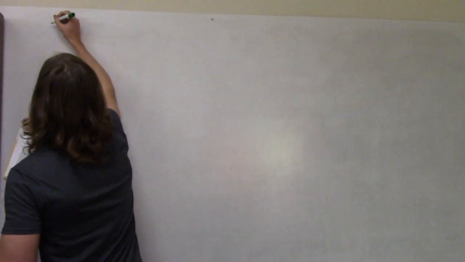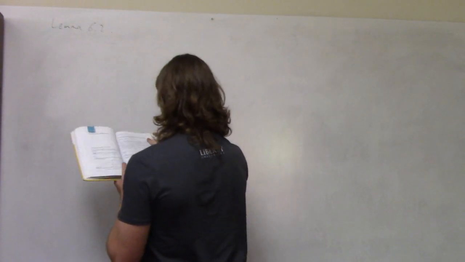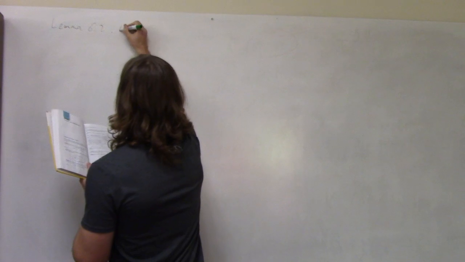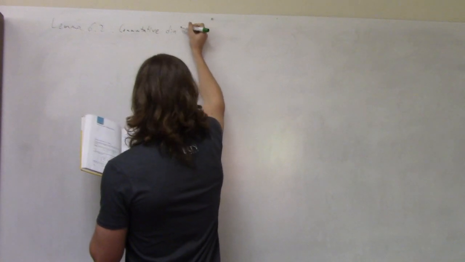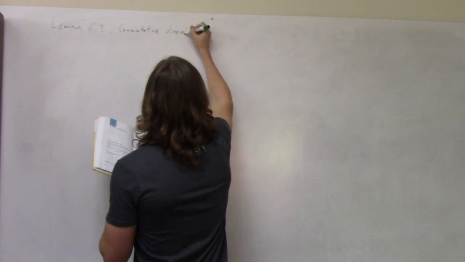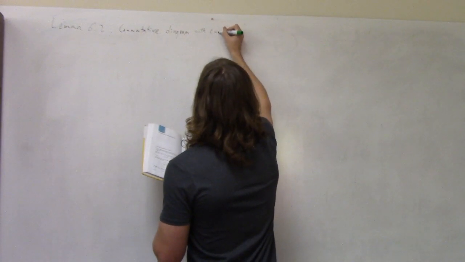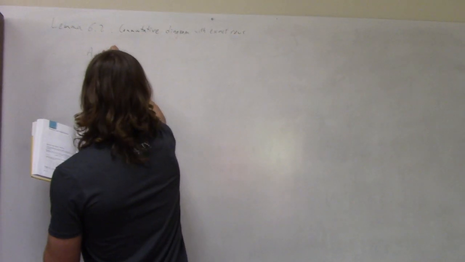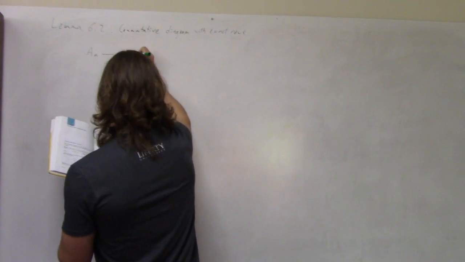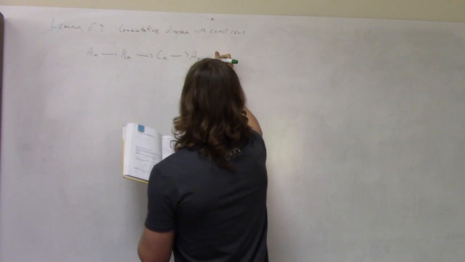So look at this diagram lemma. Okay, if we have a commutative diagram with exact rows, because who wants diagrams about exact rows? Okay, so we have, and back to A_n, or A_{n-1} that is.